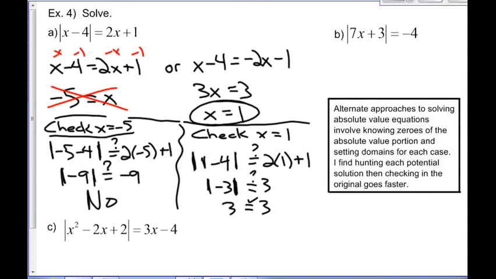Taking a look at b, something like b is a bit of a gift. So we could go through the process. We could say 7x plus 3 is negative 4, or 7x plus 3 is positive 4. We could solve each of those. This is going to give us x equals negative 1. The other one's going to give us positive 1/7. We could check them, and they'll both fail.